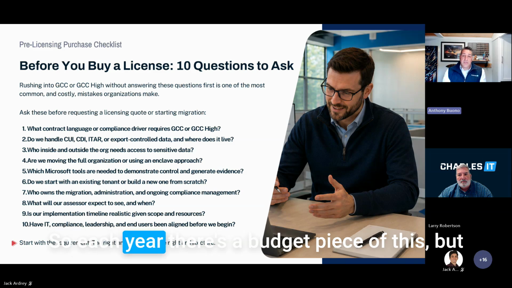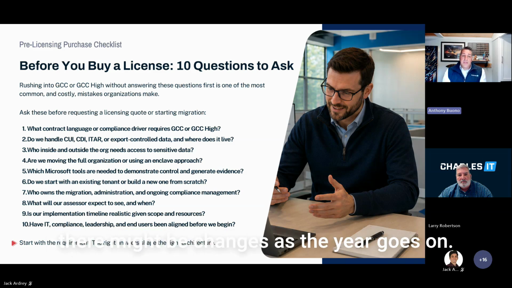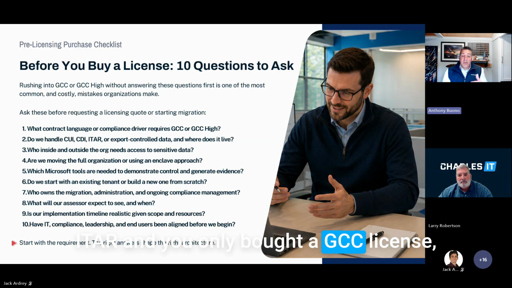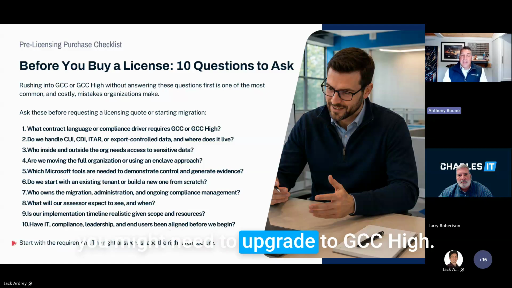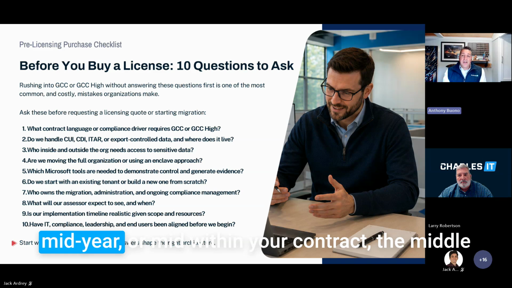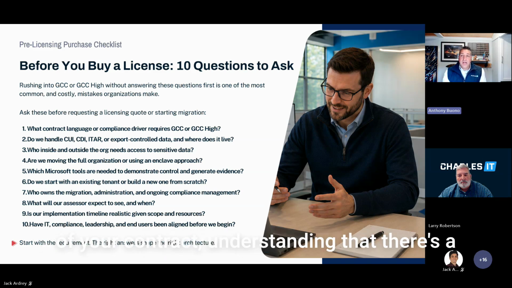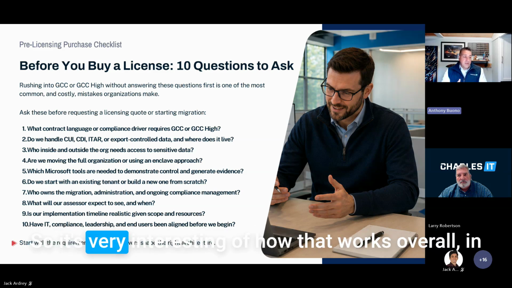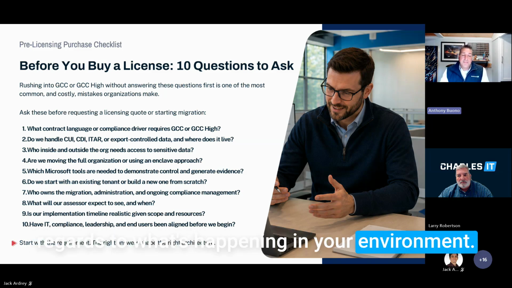So each year there's a budget piece of this, but there might be changes as the year goes on. If you get a new contract that now employs ITAR and you only bought a GCC license, you might need to upgrade to GCC High. There might be a reason why you need to do that mid-year or in the middle of your contract, understanding that there's a price change that needs to happen there as well. So it's very interesting how that works overall in regards to what's happening in your environment.